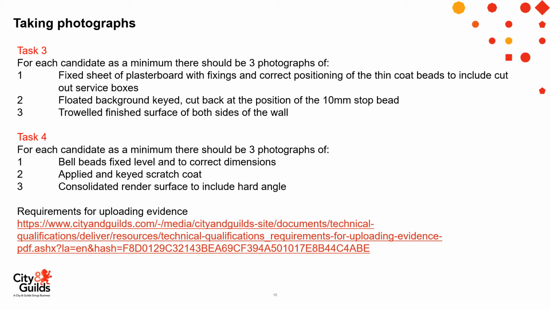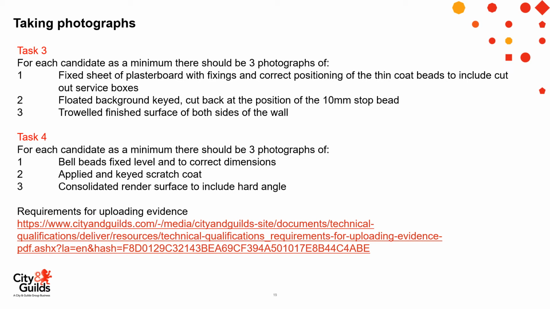For Task 3, for each candidate a minimum there should be 3 photographs. Photograph 1, fixed sheet of plasterboard with fixings and correct positioning of thin coat beads to include the cutout of service box. Photograph 2, a floated background keyed cut back at the position of a 10mm stop bead. Photograph 3 will be of a troweled finished surface of both sides of the wall.